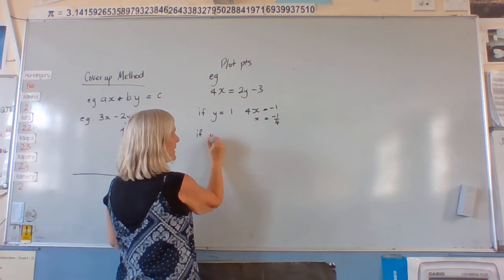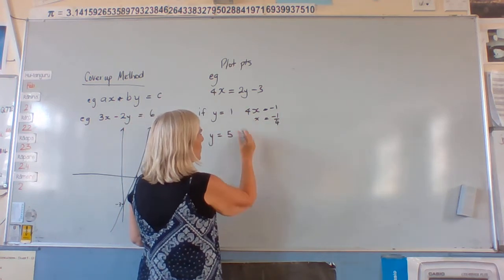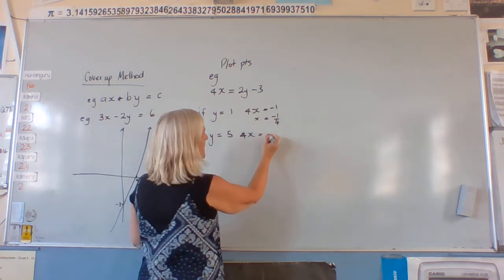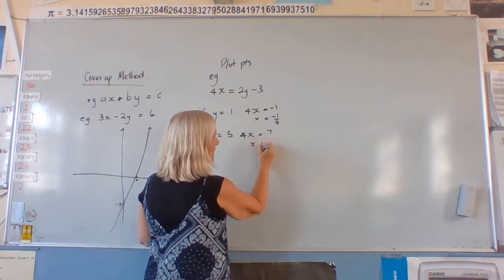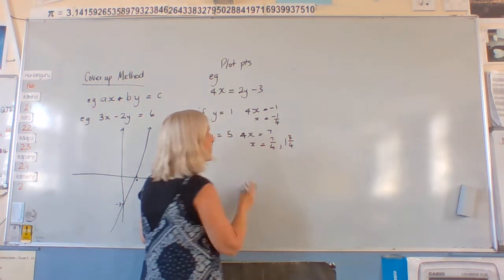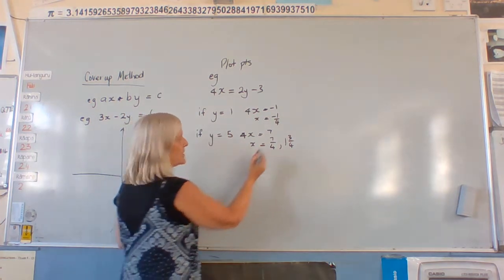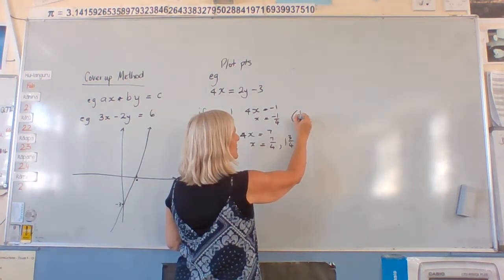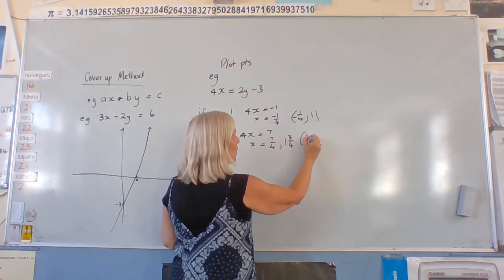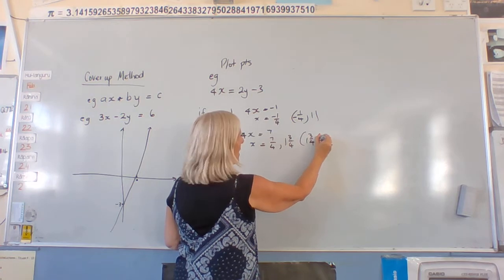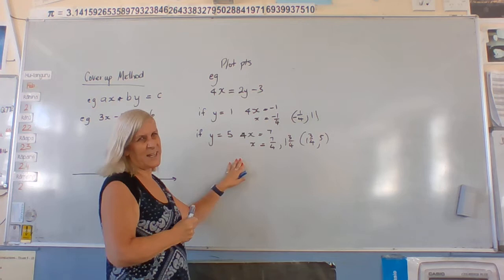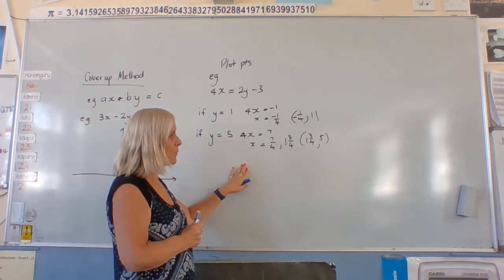If y equals 5, then we've got 4x equals 2 times 5 is 10, minus 3 is 7, and so x will equal 7 over 4, which is 1 3/4. Not nice numbers, but these give us coordinates. So the coordinate here is (negative 1/4, 1), and the coordinate here is (1 3/4, 5). So we could plot those 2 points and join it up. We only use that one nowadays if we don't know how to do it any other way.